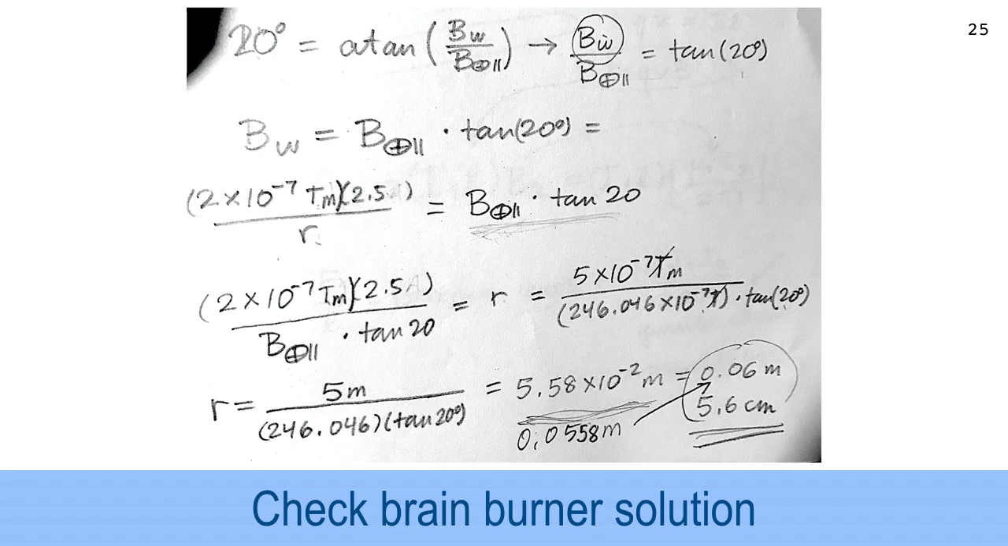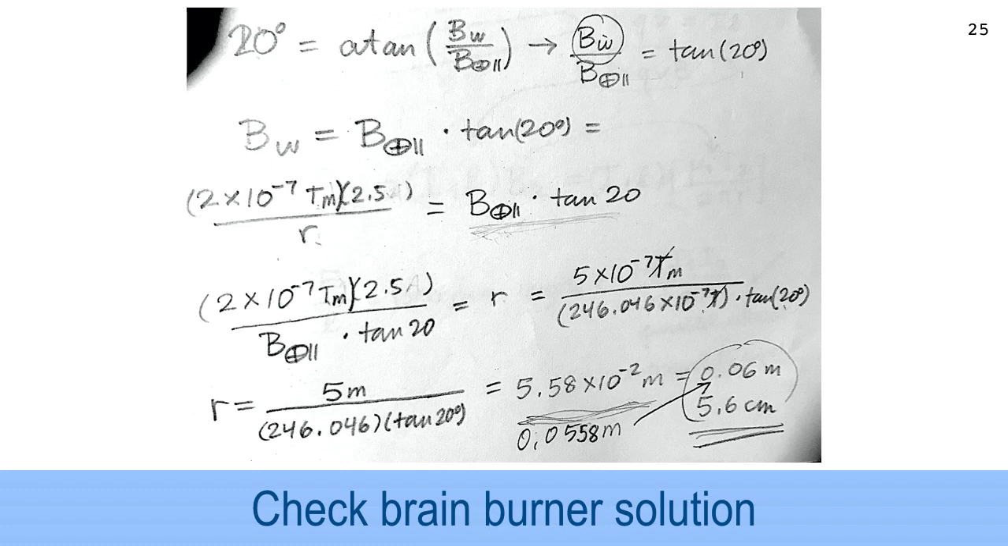I cross multiply R to the numerator on the right, all this stuff over here, tangent 20, and this is 46.046 times 10 to the minus 6 Tesla for the magnetic field of the Earth. So here's my formula for the distance R. Notice this numerator is basically 5 times 10 to the minus 7 Tesla meters. The numerator is R, and then I've got the Earth's stuff over here.